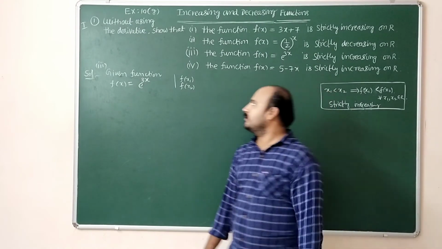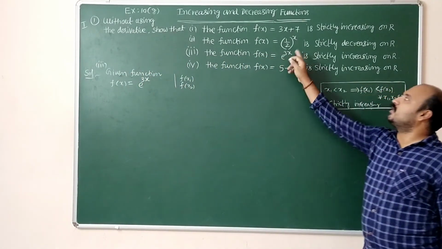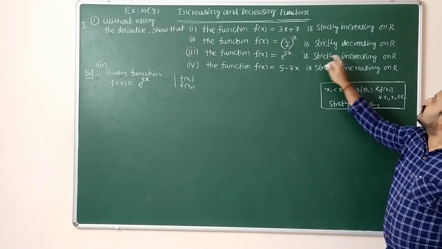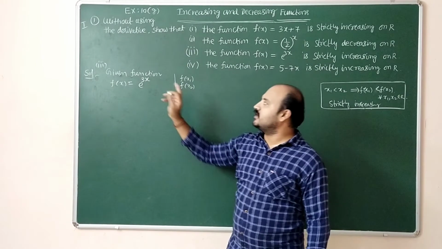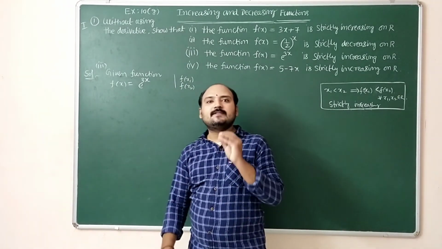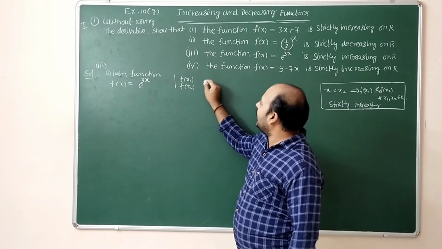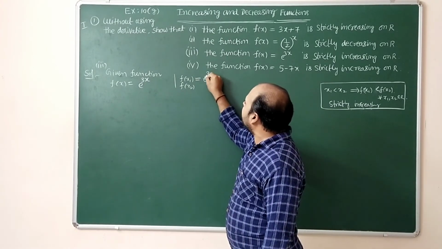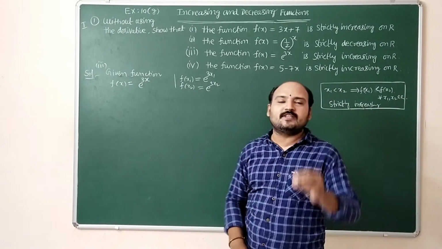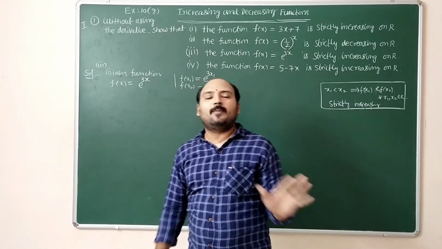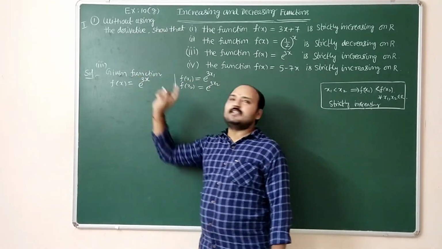The next question. Given the function f of x equal to e power 3x, show that it is strictly increasing. They are asking to show that the function f of x equal to e power 3x is an increasing function. We can write f of x1 as e power 3x1 and f of x2 as e power 3x2. By observing, the x coefficient is positive, so nothing will change. Here the x coefficient is 3.